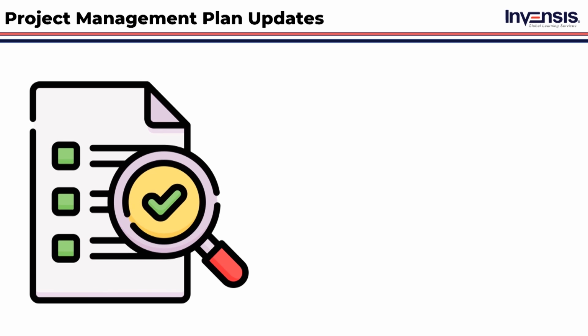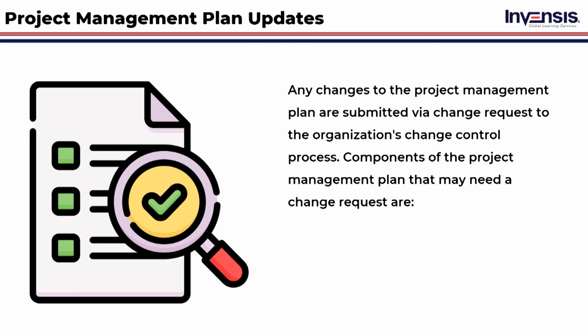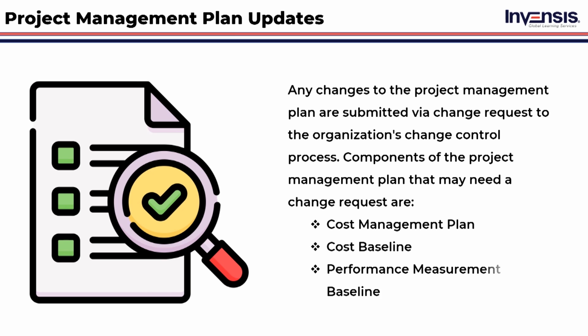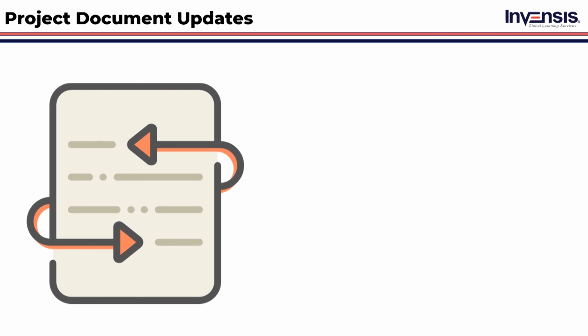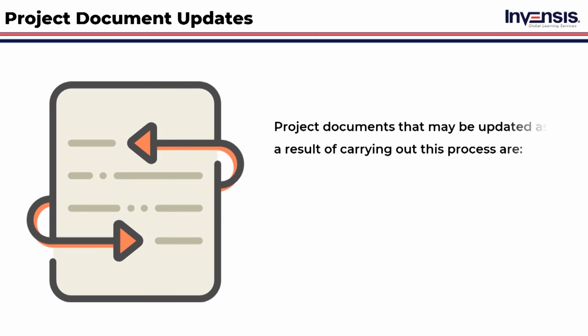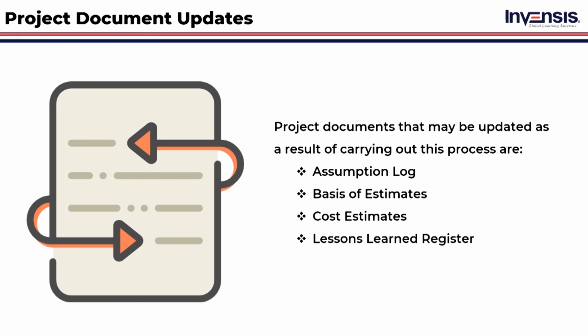Then, with all this information from this process, the project management plan needs to be updated. Any changes to the project management plan are submitted via change request to the organization's change control process. Components of the project management plan that may need a change request are: cost management plan, cost baseline, performance measurement baseline. Last but not least, updating the project document is one of the outputs of this control costs process. Project documents that may be updated as a result of carrying out this process are: assumption log, basis of estimates, cost estimates, lessons learned register, risk register. This is all about the control costs and the project cost management.